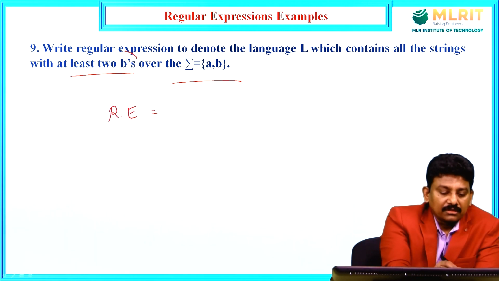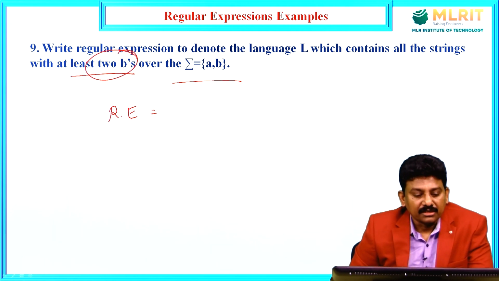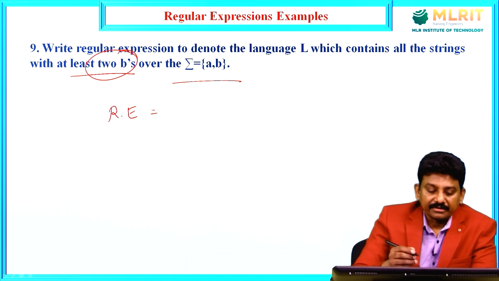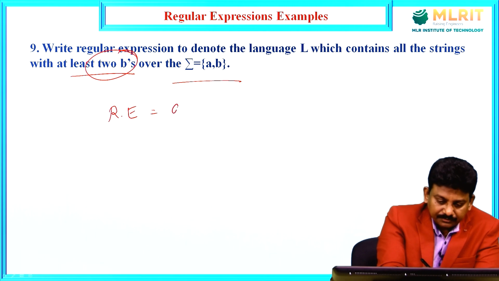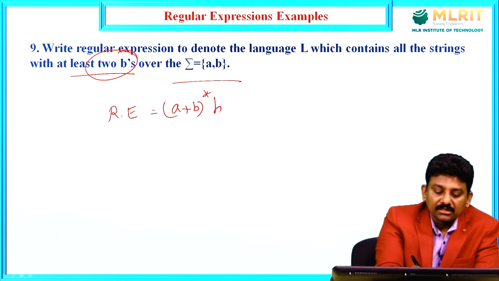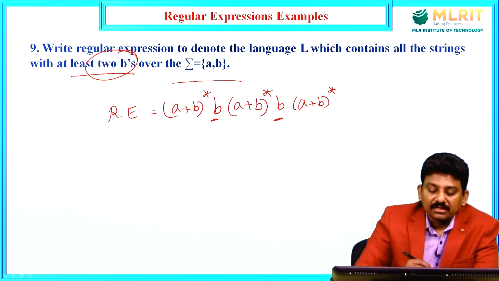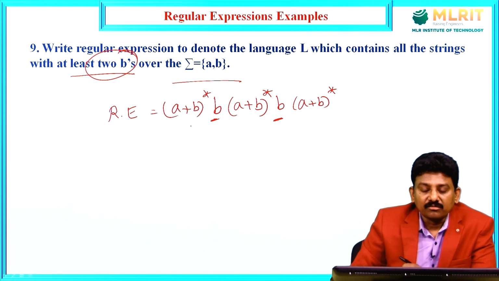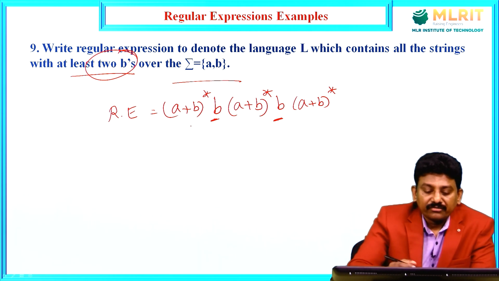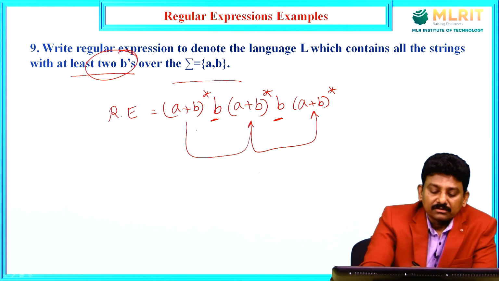and also the 2 B's may be anywhere in the string, may be consecutive, may not be consecutive, may be at the beginning of the string, or at the end of the string, or in the middle of the string, anywhere. So that minimum is 2 B's. (A plus B) whole star will generate any combination of A's and B's. So any combination of A's and B's, followed by B, followed by any combination, followed by B, followed by any combination of A and B. So minimum 2 B's are there in the given string. From (A plus B) whole star, you can get any combination of A's and B's, including epsilon. So even if all these sub-expressions generate epsilon, the minimum string is BB.